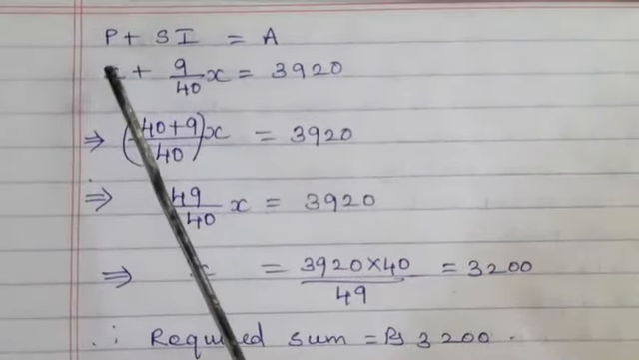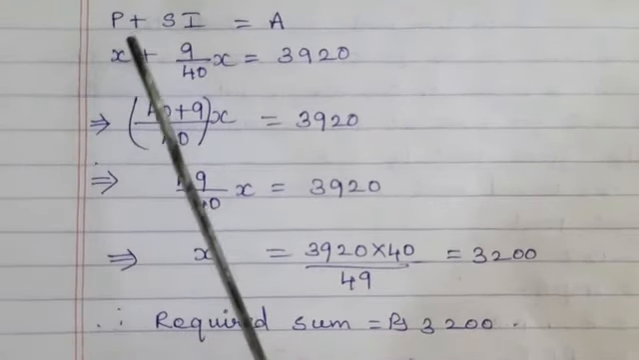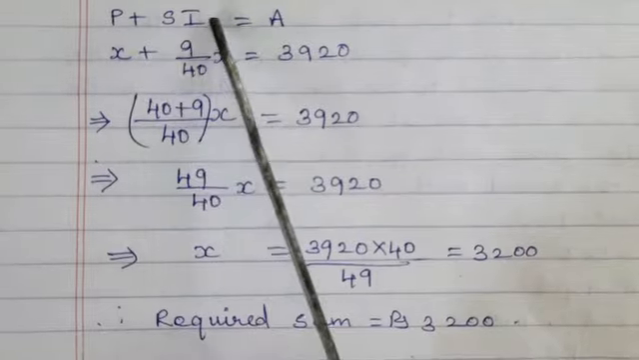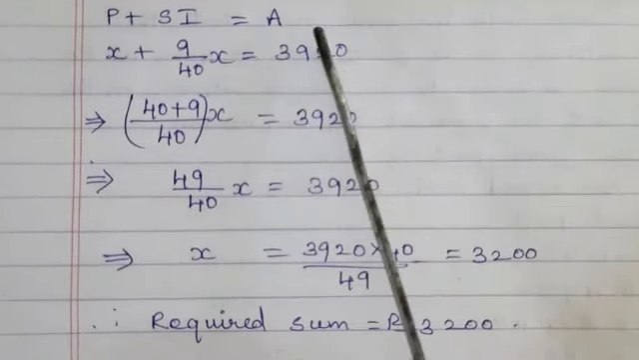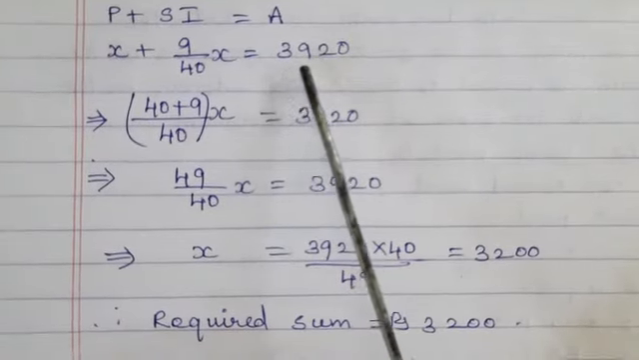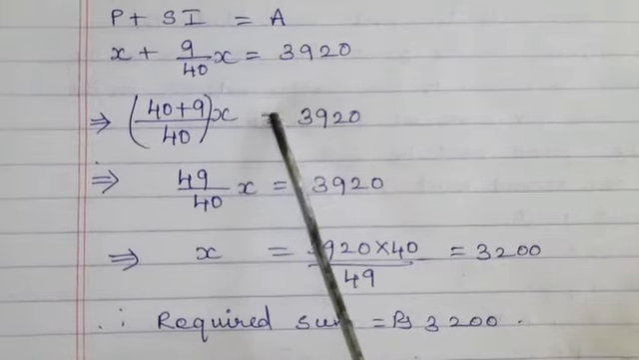Amount equal to principal plus simple interest. We are assuming principal is X plus SI we calculated earlier, 9/40X, is equal to, in the question amount is given rupees 3,920. Now this is one equation. Now we have to solve this equation.